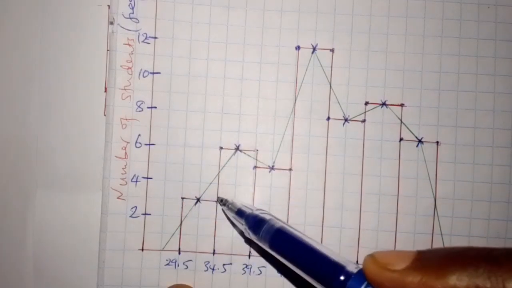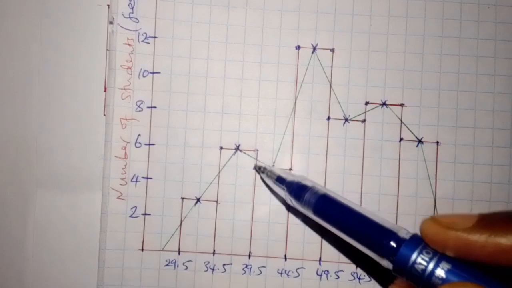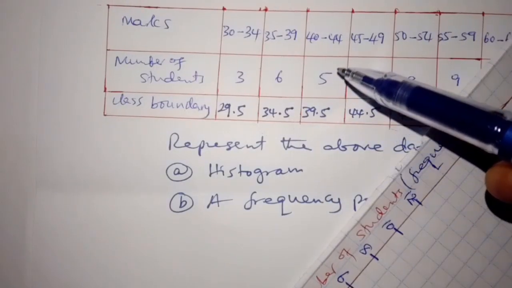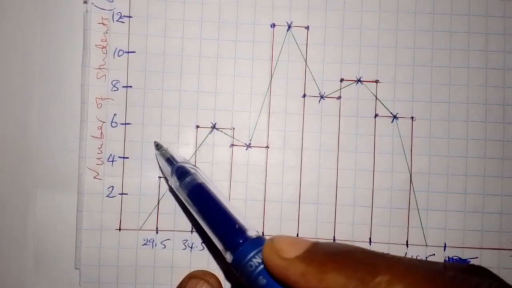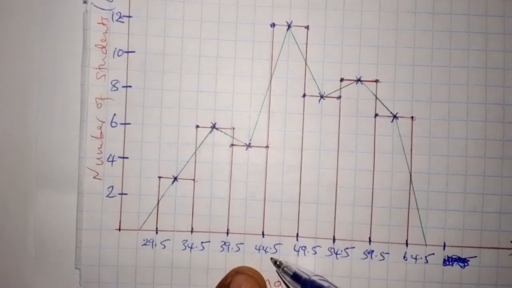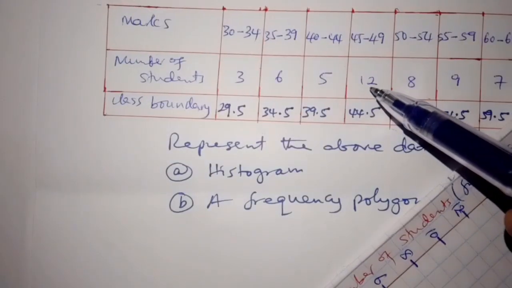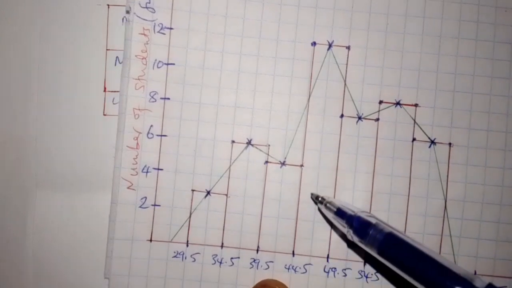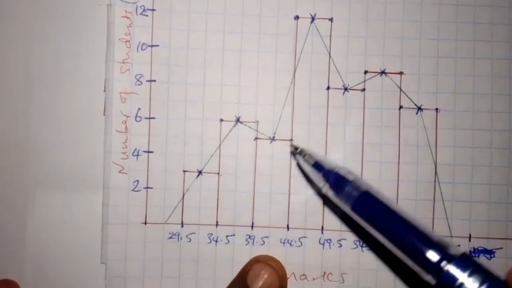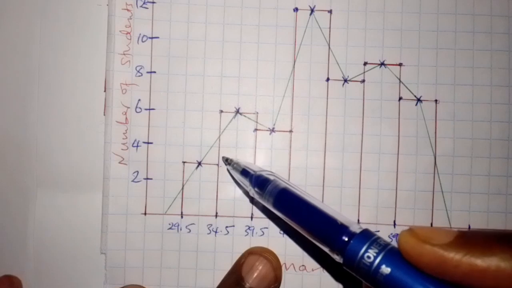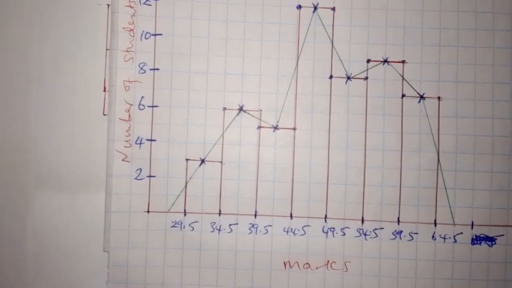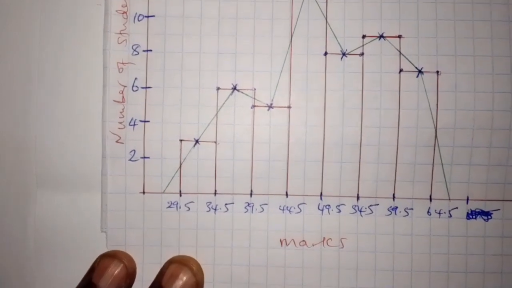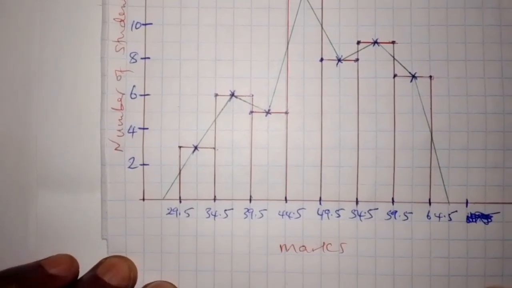So here we join here. 39.5 is a frequency of 5. This is 5. 44.5 is a frequency of 12. So we join this and we make the histogram that is required. So that is for answering the part A of histogram.